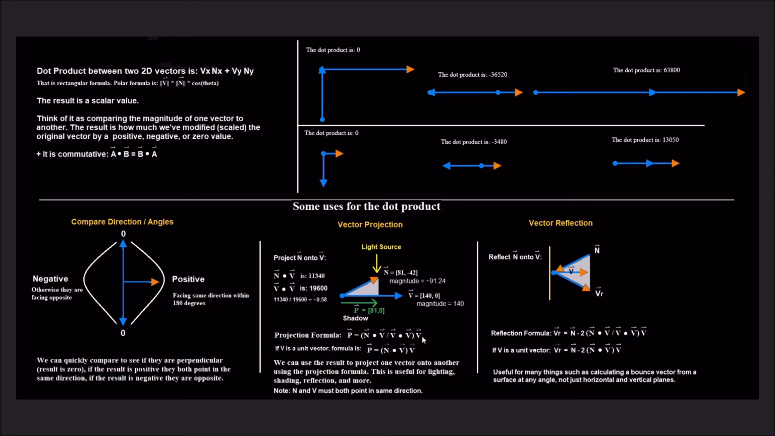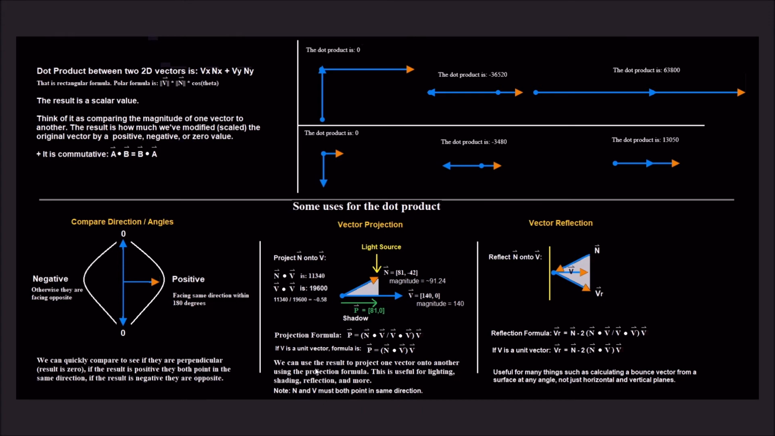The result of this times v. Now, if v, this is where I said the order would matter. If v, the vector that you're projecting onto, is a unit vector, in other words, it has a length or magnitude of 1, we could remove the division and the dot product, because 1 dot 1 is 1, and any number divided by 1 is equal to itself. So we can eliminate the division and this dot product, and now your formula simplifies. The projection equals n dot v, and then the result of that times the v.